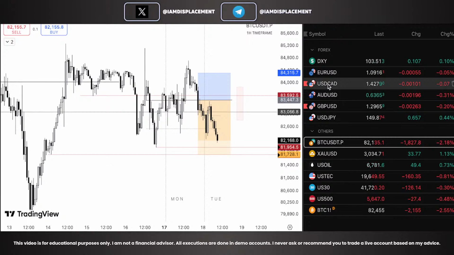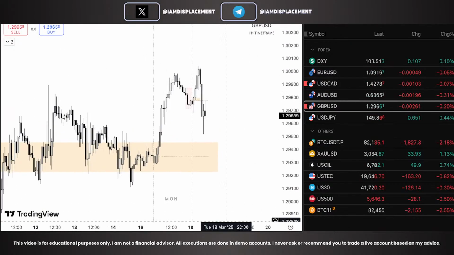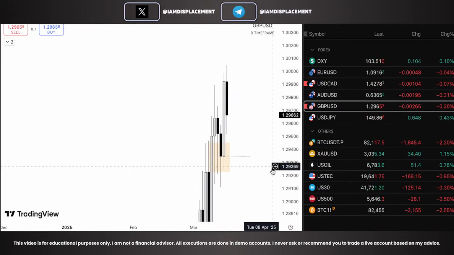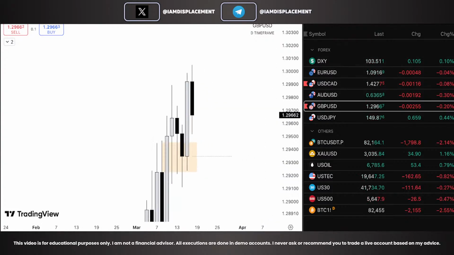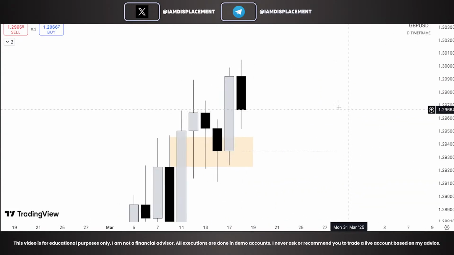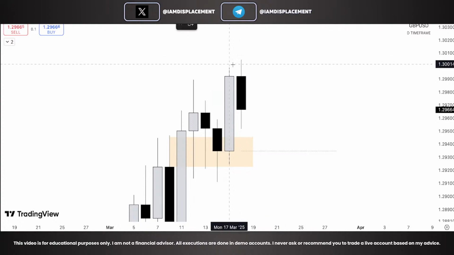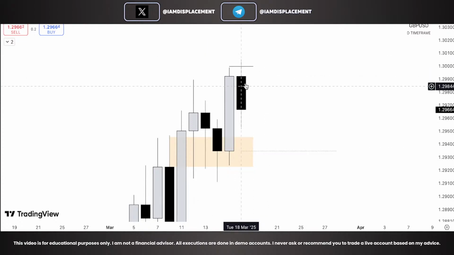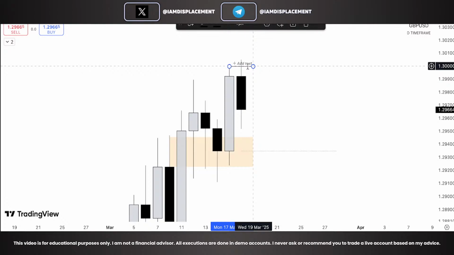So yeah, and GBP, if you see, the bias again was pretty much the same, right? Bullish, but only until price took out this high, right? The moment it took out the high, I am not bullish now, right?